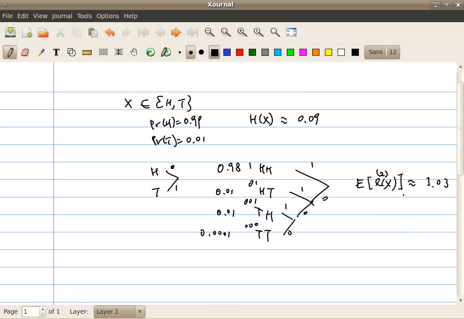And of course, wait a second. The expected length seems to be even bigger than what we have previously. But remember that we are coding two samples at a time, so per sample, the rate is really about 0.5 bits per sample. So we are indeed coding more efficiently than before by combining two samples at a time. But it's still quite a bit far from the theoretical limit of 0.09.